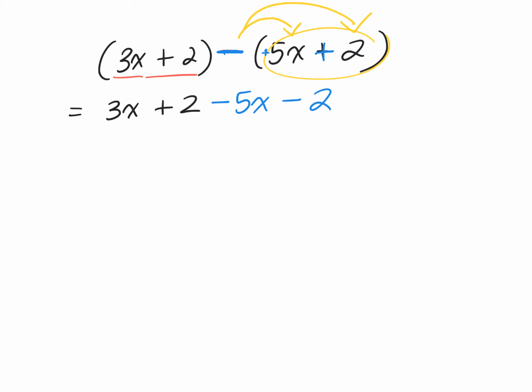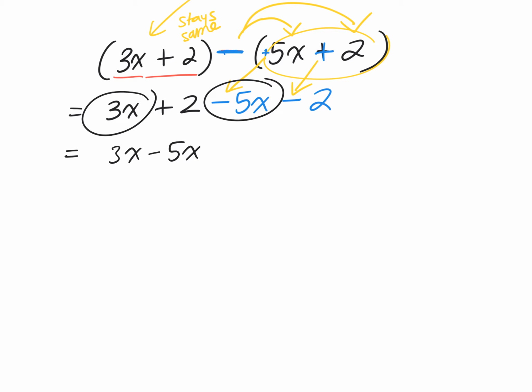Okay? Do you understand why the signs change when you're taking away? Okay, so with addition, everything stays the same. You just remove the brackets. When you're subtracting, the first bracket stays the same. The second bracket, all the signs become opposite. If it was a positive, it changed to a negative. If this was a negative, it would have changed to a positive. I'll do an example of that, okay? What do I add together? What do I add with the 3x? 3x minus 5x, and then what?